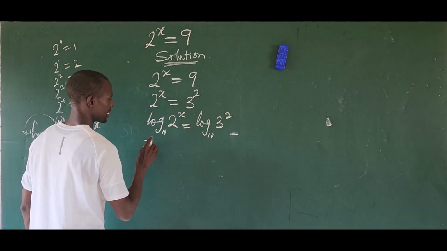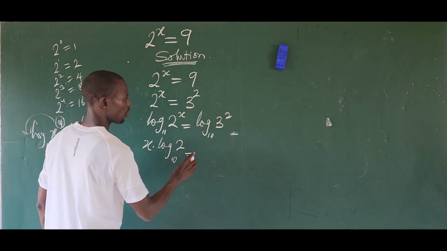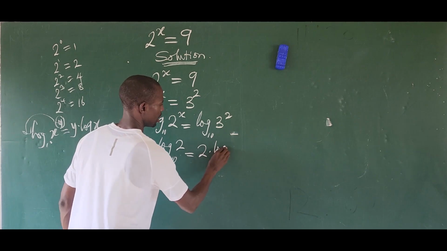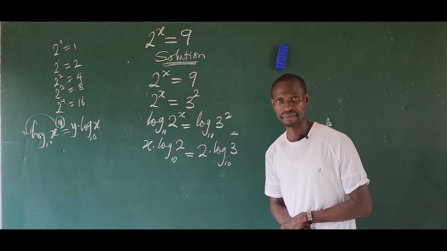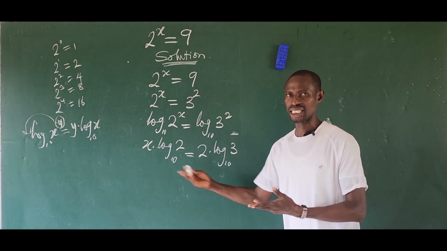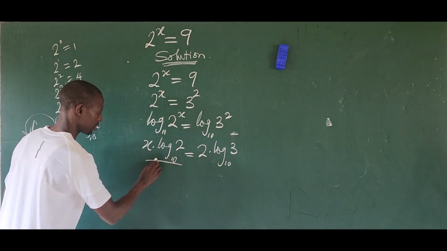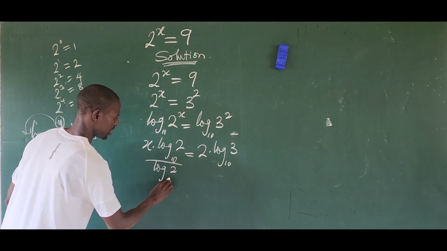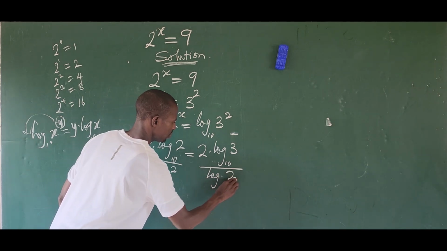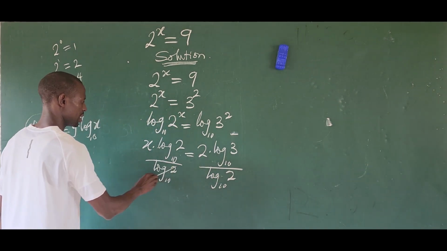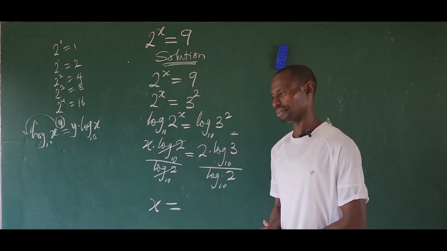So we're going to have here x times log 2 base 10 equal to 2 times log 3 base 10. Easy. We're looking for x. So x is already playing out here. We divide through by log 2 base 10. So this will leave, we have our x standing on its own now.